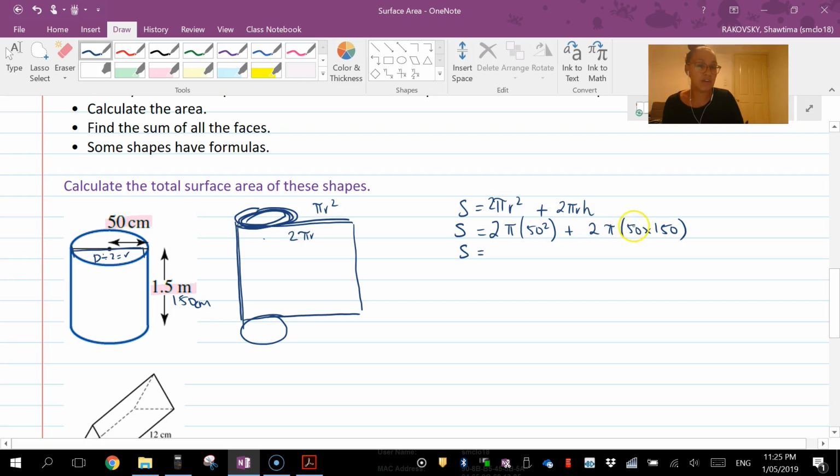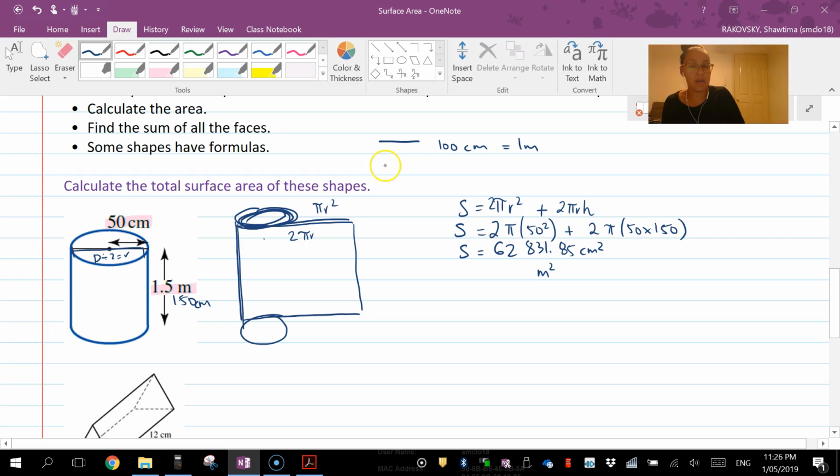So our surface area, once we plug that into our calculator, is going to give us 62,831.85 centimeters squared, because we're dealing with surface area. Now if you're going to put that into meters squared, you need to be mindful of, when we talk about a linear line, there are 100 centimeters in 1 meter. If you divide this number by 100, you're not going to get meters squared.